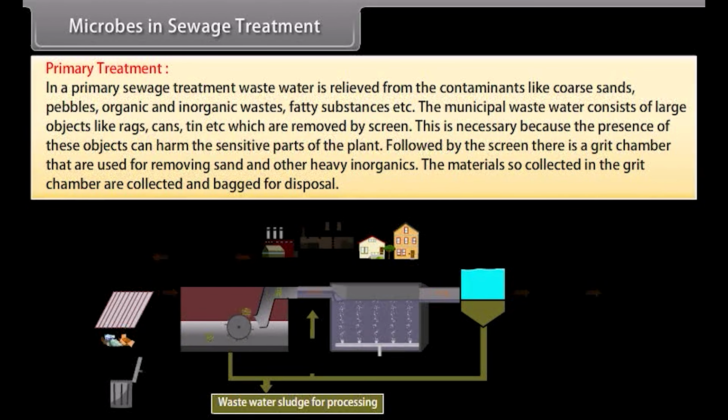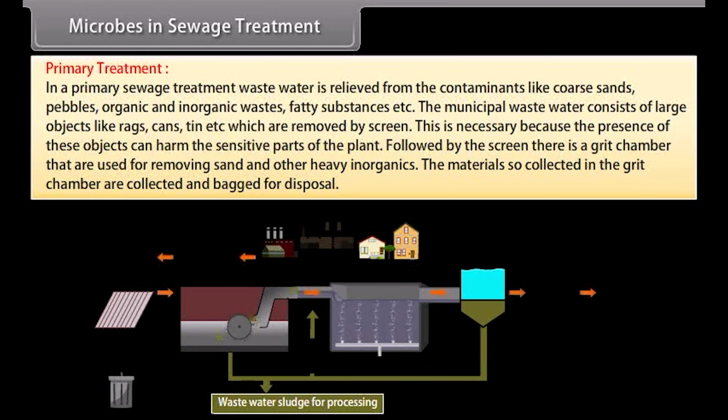Primary treatment. In primary sewage treatment, wastewater is relieved from contaminants like coarse sands, pebbles, organic and inorganic wastes, fatty substances, etc. The municipal waste water consists of large objects like rags, cans, tin, etc., which are removed by a screen. This is necessary because the presence of these objects can harm the sensitive parts of the plant.